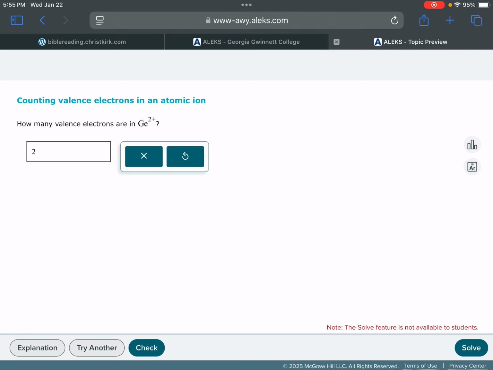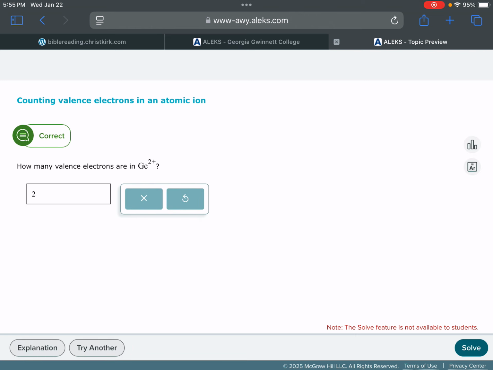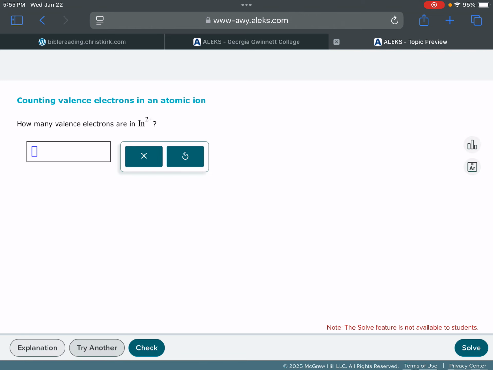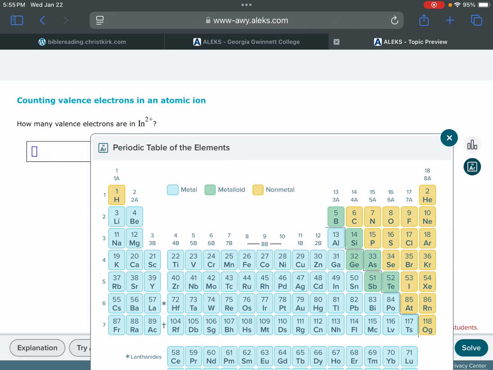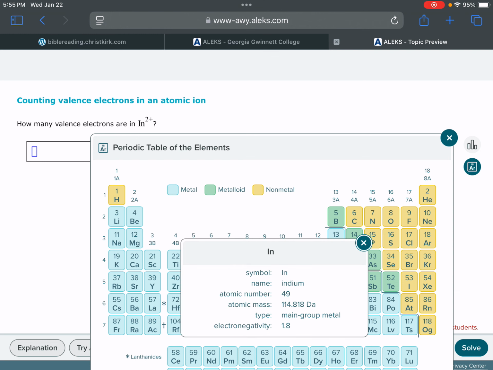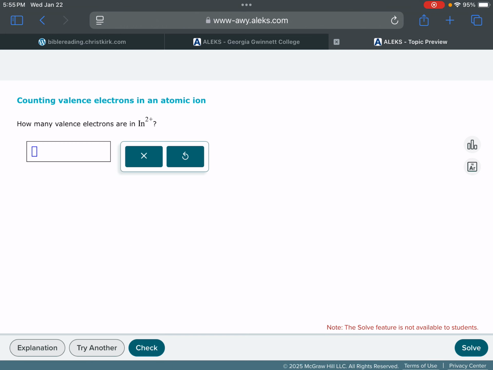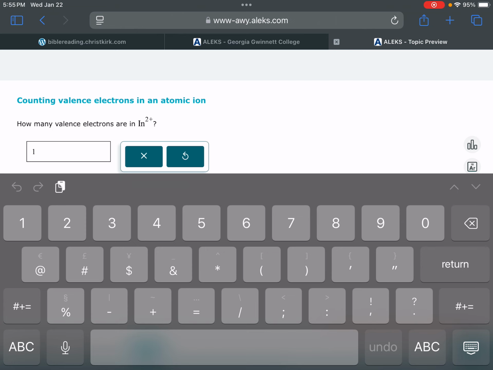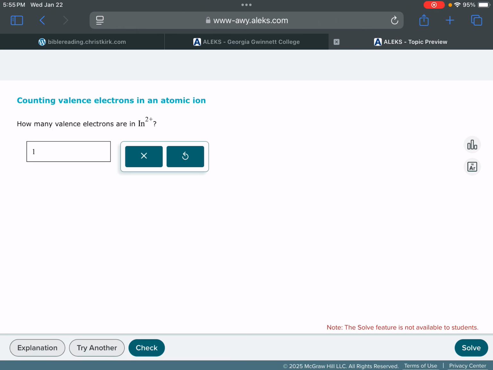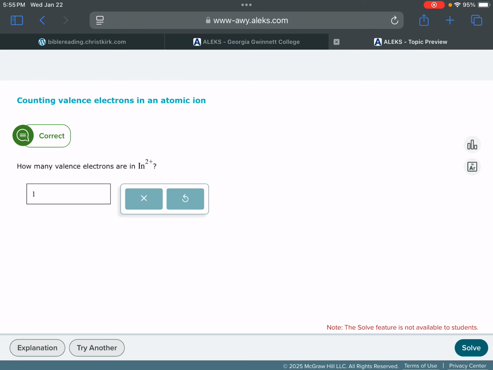All right, I'll do another example. Try another one. Okay, indium. Where is that? It looks like indium is number 49. Do you see it there? There's indium. It looks like it's in group 3A. If it were an atom, it would have 3 electrons, but it's missing 2 electrons. That's why it's got a 2 plus charge. So this is only going to have 1 valence electron.